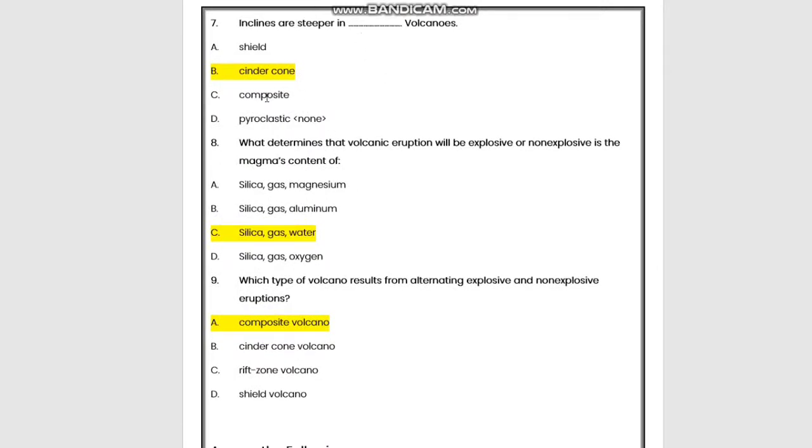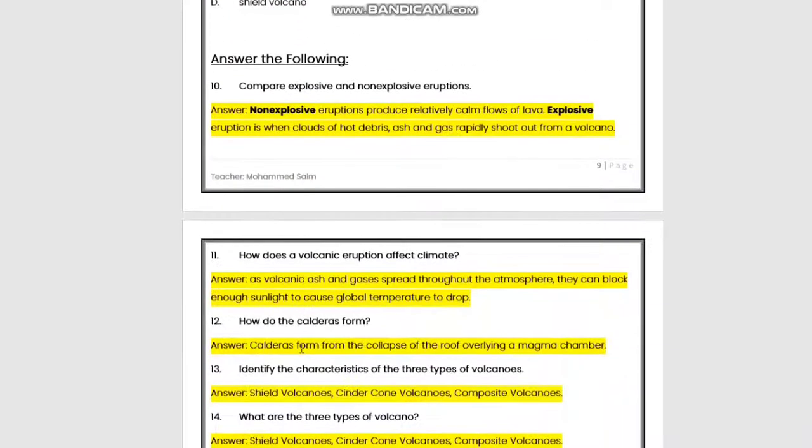Inclines are steeper in cinder cone volcanoes, okay? What determines whether a volcanic eruption will be explosive or non-explosive is the magma's content of silica, gas, and water. This is very important, you have to know. What type of volcano results from alternating explosive and non-explosive eruptions? Of course, composite volcanoes. We finished the multiple choices. Let's go to the QAs.